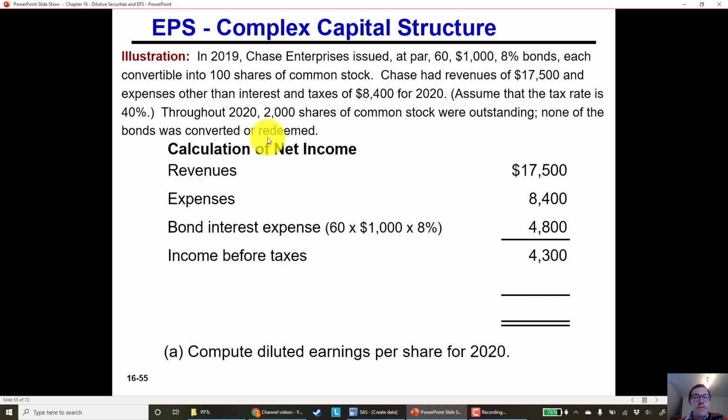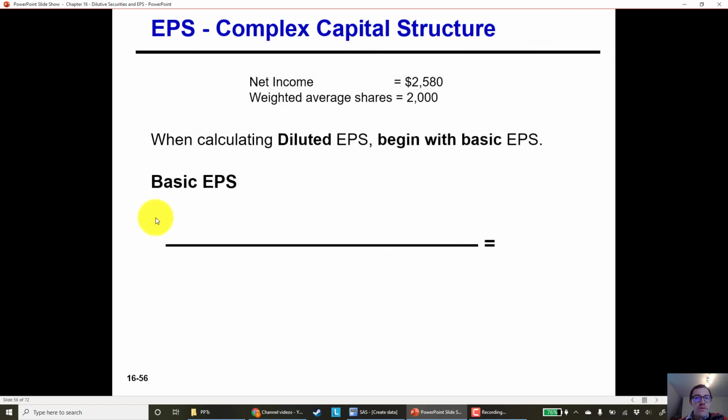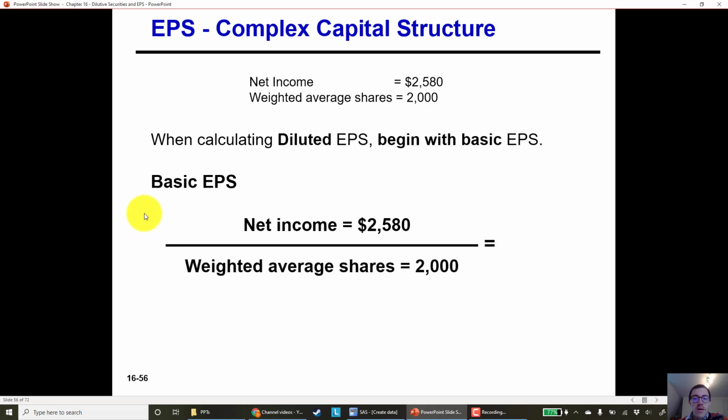Did they give us a tax rate? Assume that the tax rate is 40%. Yes, they did. Okay. All right. So income tax expense is just 40% of the $4,300. So net income is $2,580. So now that we have net income, we can do diluted earnings per share. So we'll do basic first. So got net income. The problem didn't mention any kind of preferred stock, so it's just net income minus 0 divided by weighted average number of shares outstanding during the year. So it should be $1.29 per share.